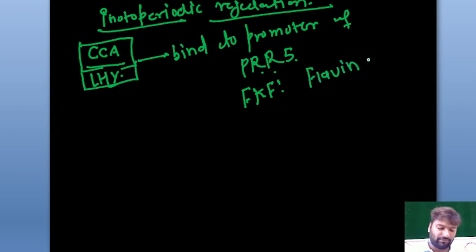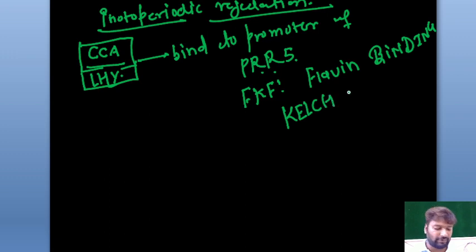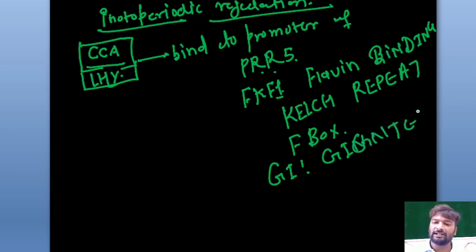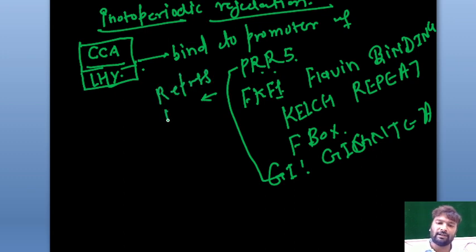known as flavin-binding, kelch repeat, F-box, this is known as FKF1, and GI, that is Gigantea. We already discussed this gene. So this binds to the promoter of these genes and represses their expression.